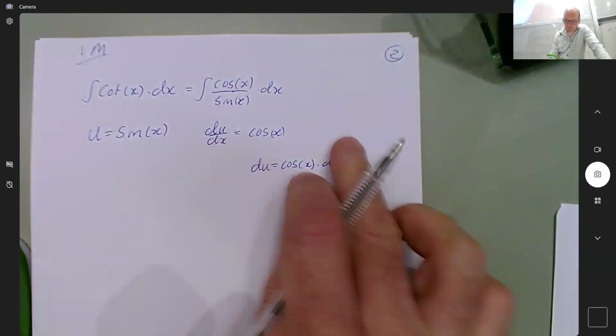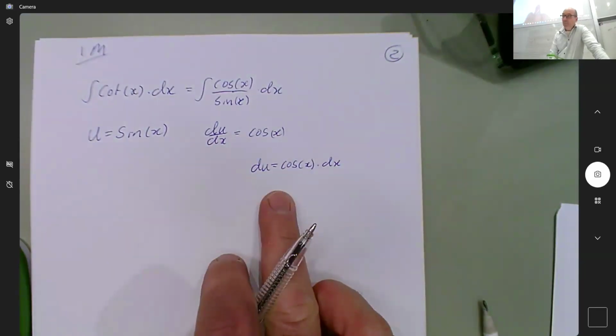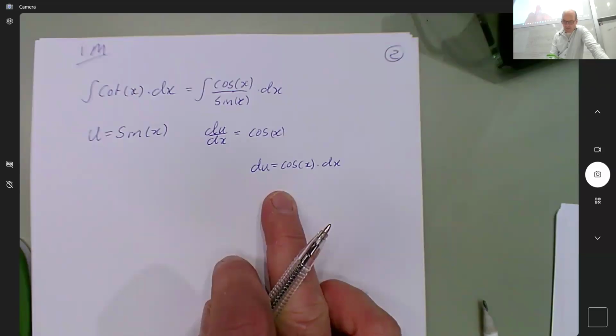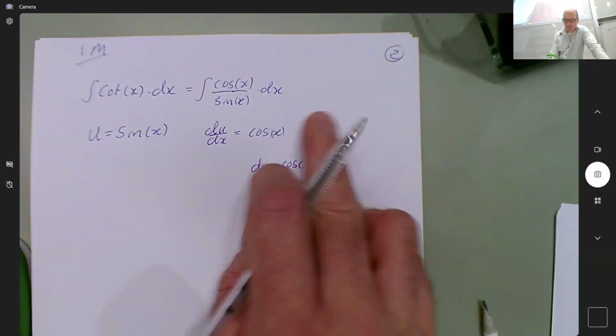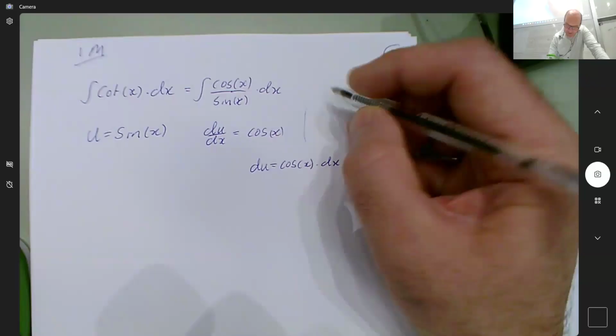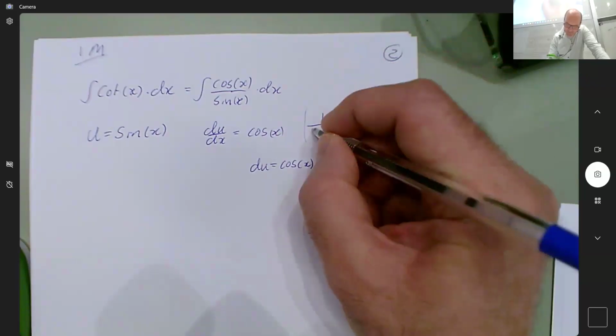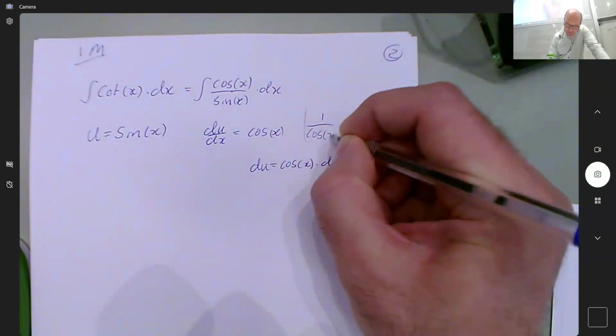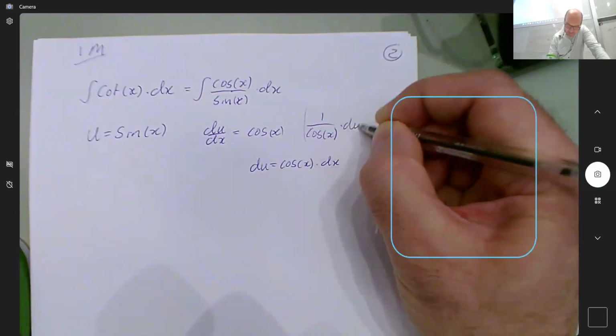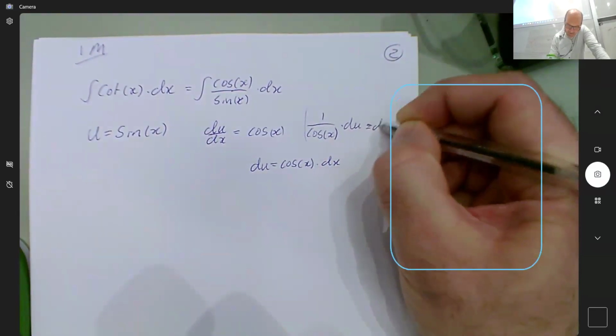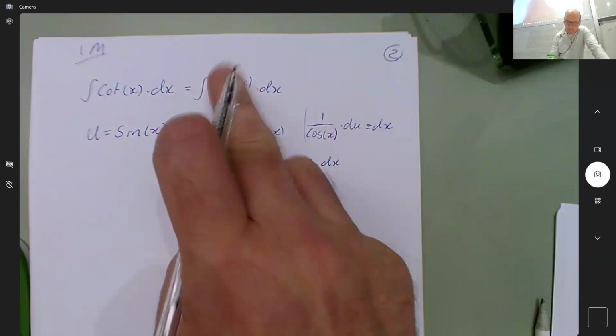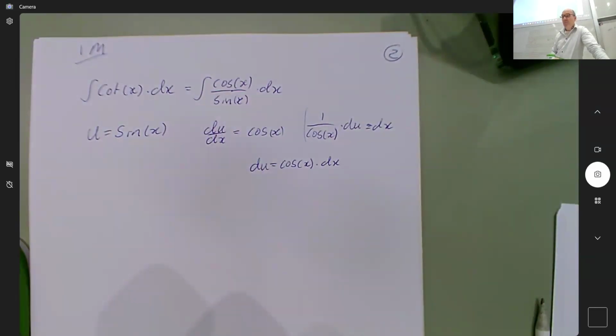There is no hard and fast rule about how you do this. Some people will say dx is equal to 1 on cosine of x du, and they will put that in so the cosine can cancel out. Not a fan, not my favorite technique.